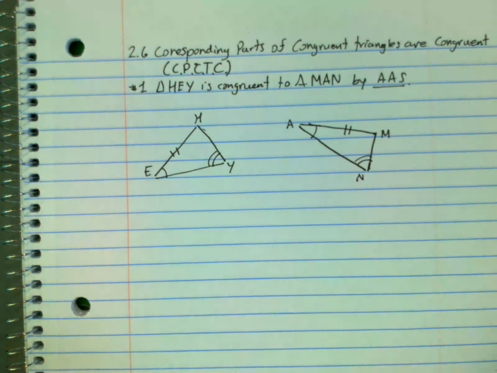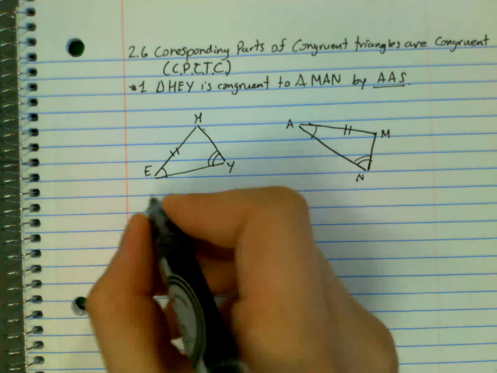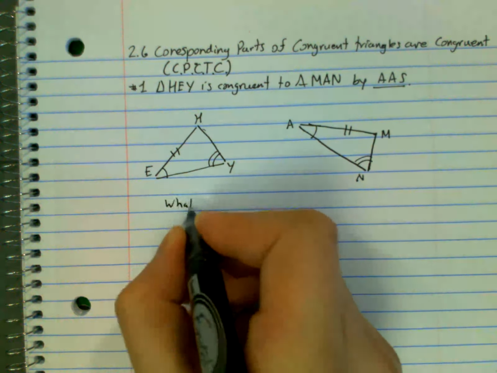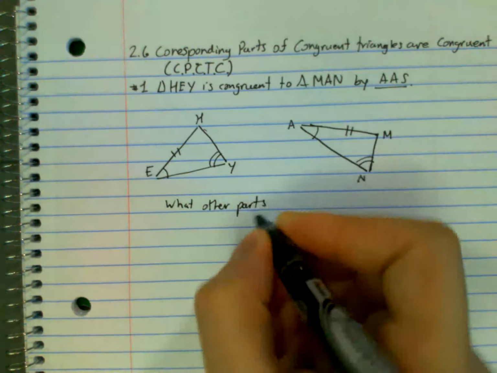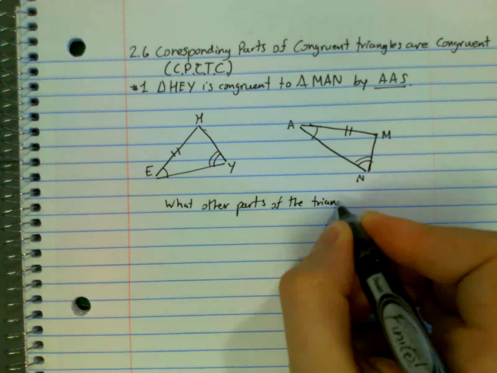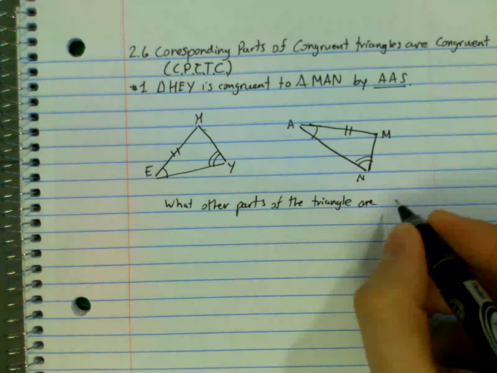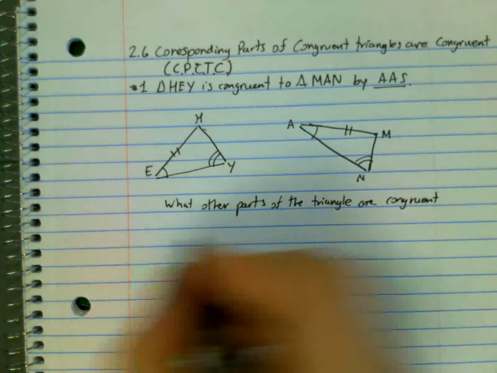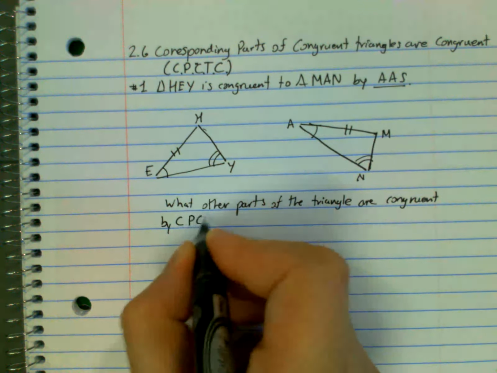So, now, the question we need to ask ourselves is this. What other parts of the triangle are congruent by C.P.C.T.C.?